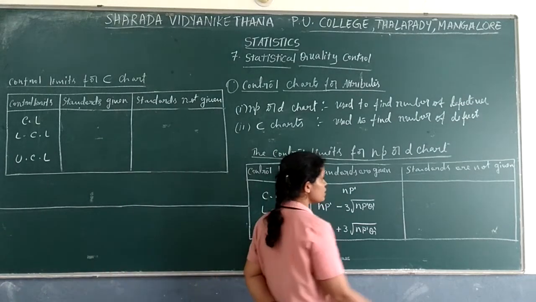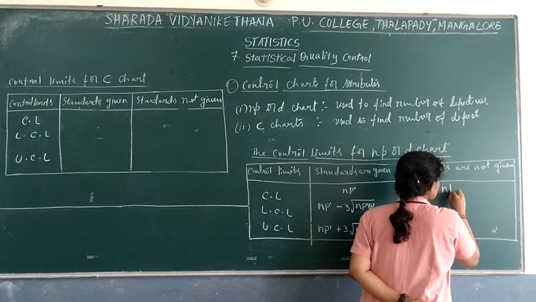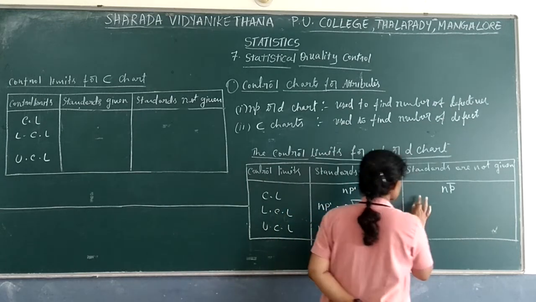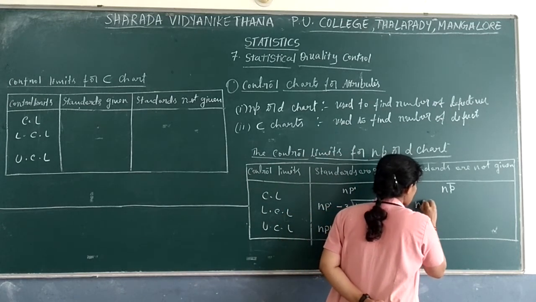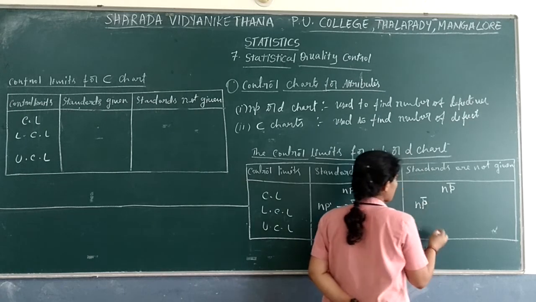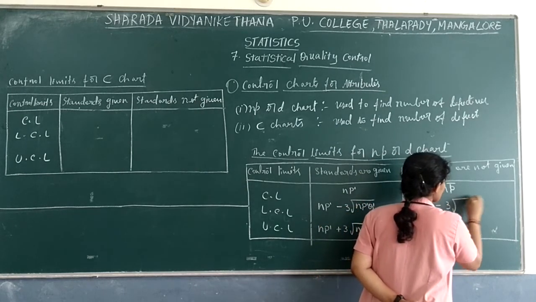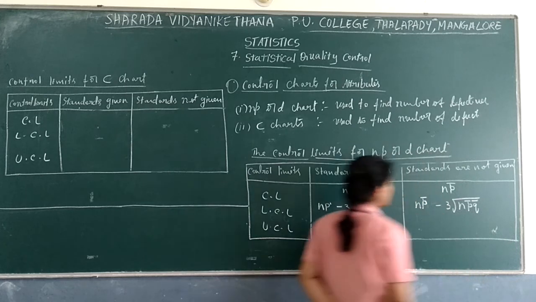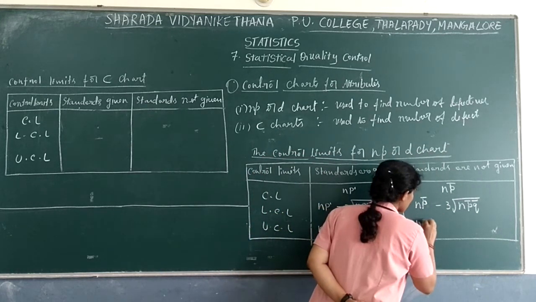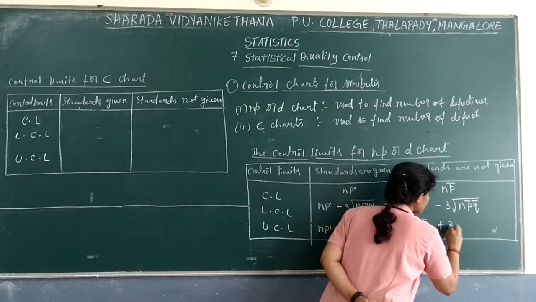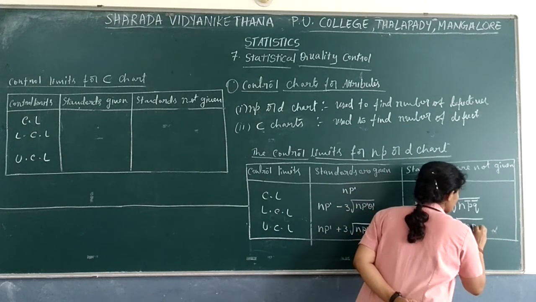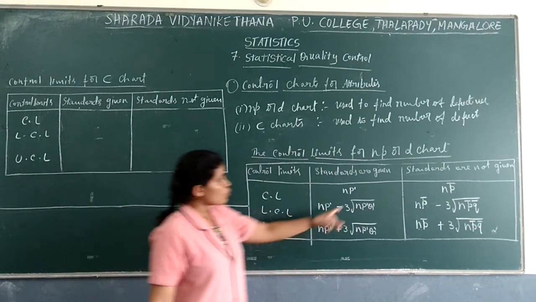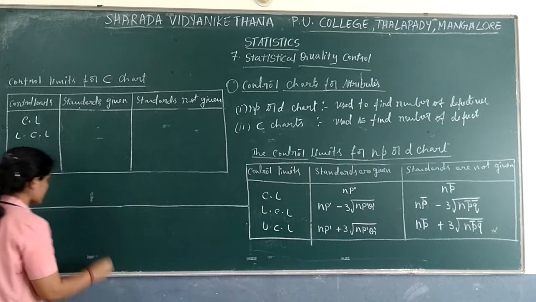When standards are not given, here N, small letter P, that is like X bar, P bar. So in case of lower control limit, N P bar minus 3 root of N P bar Q bar. Then in case of upper control limit, N P bar plus 3 root of N P bar Q bar. So see here, what is this P dash? P dash is not P bar.